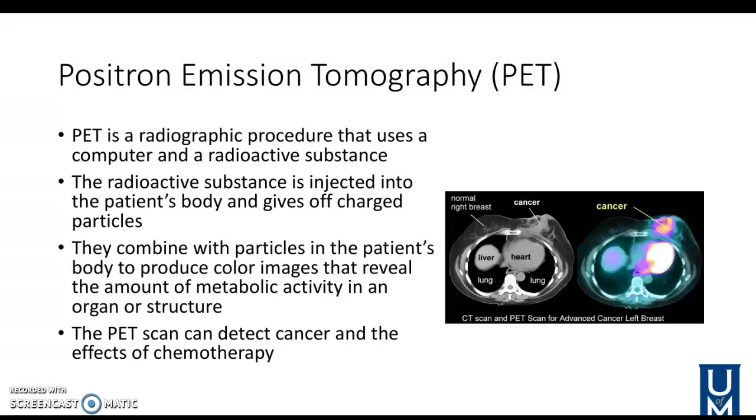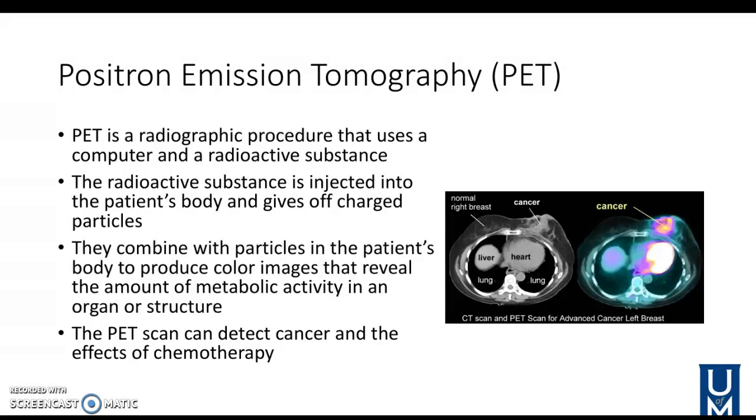Okay, another test that you may have heard of before is called a PET scan. Positron emission tomography is the long name of it. PET is a radiographic procedure that uses a computer and a radioactive substance. The radioactive substance is injected into the patient's body and gives off charged particles. They combine with particles in the patient's body to produce color images that reveal the amount of metabolic activity in an organ or structure. The PET scan can detect cancer and the effects of chemotherapy.